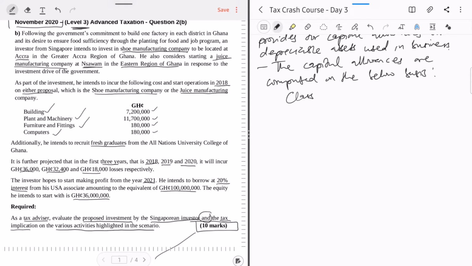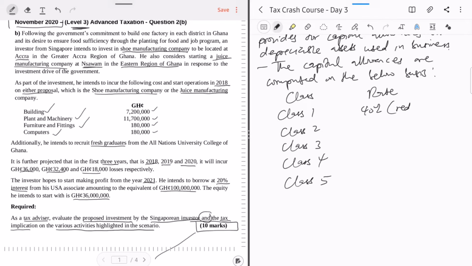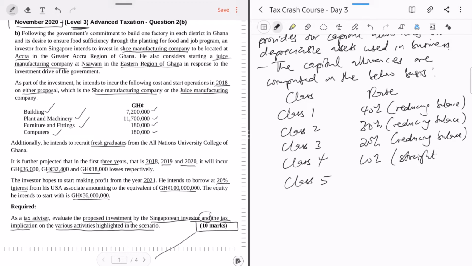So we say class and then rate. So we have class 1, class 2, class 3, class 4, and then class 5. So we know class 1 is 40% on reducing balance basis. Class 2 should be 30%, also reducing balance. Our class 3 should be 20%, reducing balance. Class 4 will be 10%, but this time it is straight line basis.